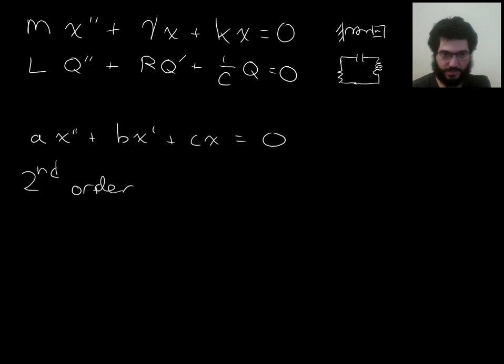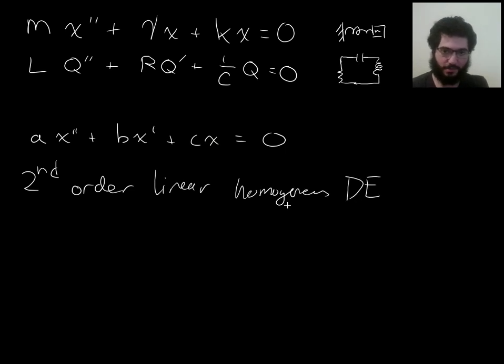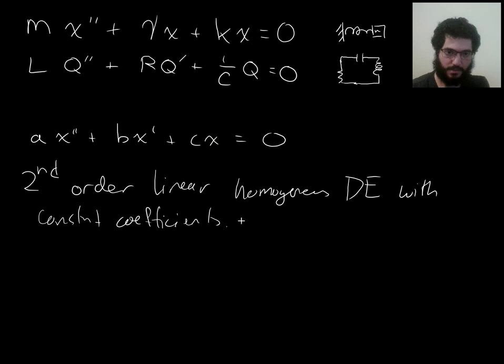equations of this form. They're second order, you know what that means. Linear, you kind of know what that means, but I'm going to get into it. Homogeneous. You might know what this means from linear algebra. Differential equation with constant coefficients. So let me describe each of these.